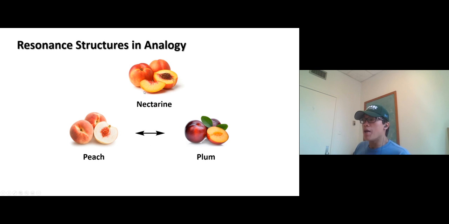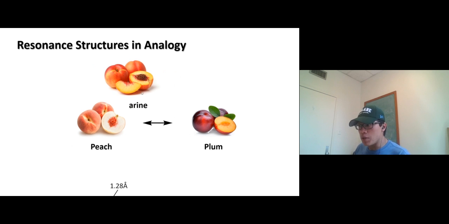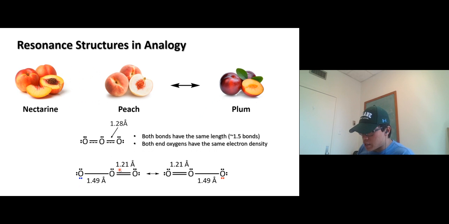Oh, that's a nectarine. That's the same idea with the limitation of the Lewis structures. Both structures suggest that this bond is long on the left side, short on the right side. The other one, short on the left side, long on the right side, right? But put them together, the length is somewhere between 1.49 and 1.21 angstrom. So that's 1.28. And both bonds have the same length. Same thing with the electron density. High electron density on the right, high electron density on the left. Put them together, they share the same electron density on both sides.